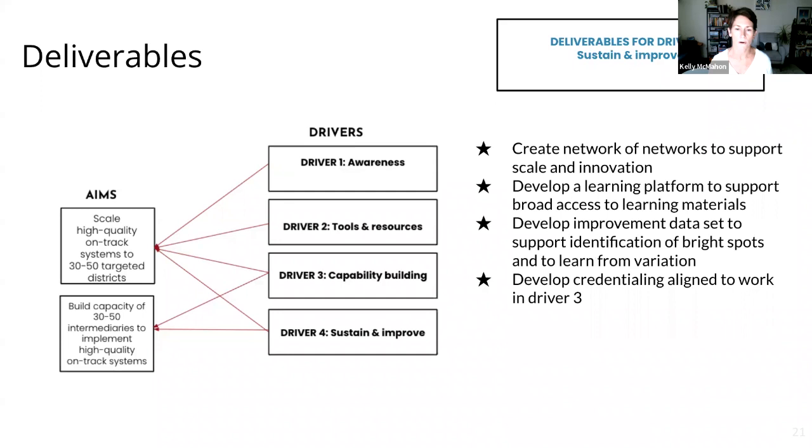And then Driver 4, which is building the infrastructure to sustain and improve, is creating a network of networks to support scale and innovation, developing a learning platform to support broad access to learning materials, developing an improvement data set so that we can identify bright spots nationally and learn from the variation in this work, and developing long-term credentialing aligned to the work in Driver 3. So we're thinking about how we're building capability, and also Driver 2, the tools and resources. So stay tuned for that.